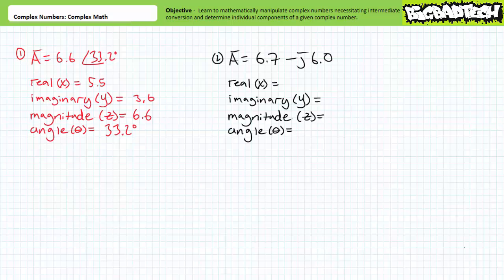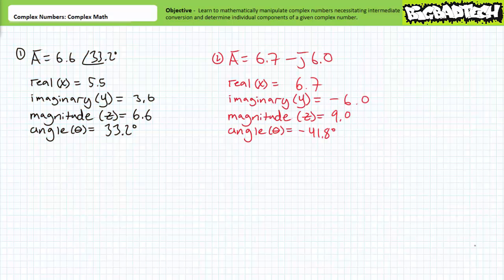Similarly, conversion is necessary because we're being asked to find a rectangular element of a complex number being expressed in polar. Magnitude is 6.6. No conversion is necessary since we're originally given polar format. All you got to do is be smart enough to figure out which one's the magnitude. The angle is 33.2 degrees. Similarly, no conversion is necessary since we're originally given polar format. All you got to do is be smart enough to figure out which one is the angle. By the way, it's the one with the degrees attached to it.